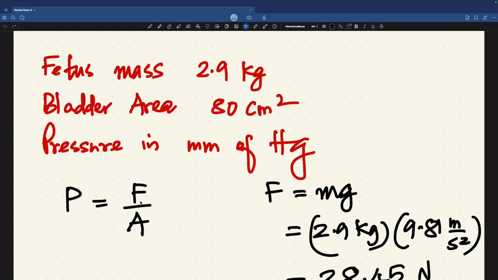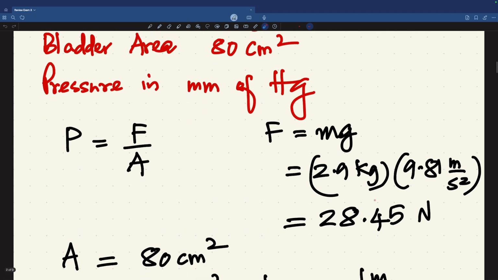So we need to find the force first, and force is the weight of the fetus, and that would be mg. Right? Force or weight is mass times acceleration due to gravity. So you see the mass there times acceleration due to gravity. So 2.9 kilogram is the mass, and we know the acceleration due to gravity is 9.81 meter per second squared. So when you do the calculations, you get the force.